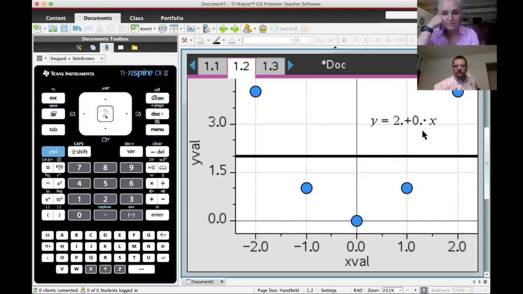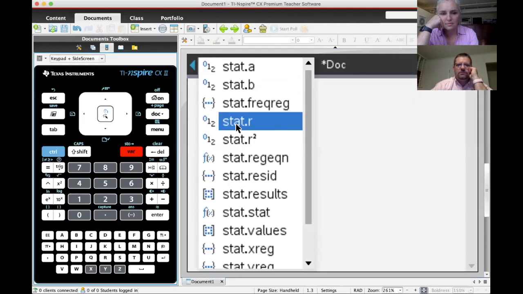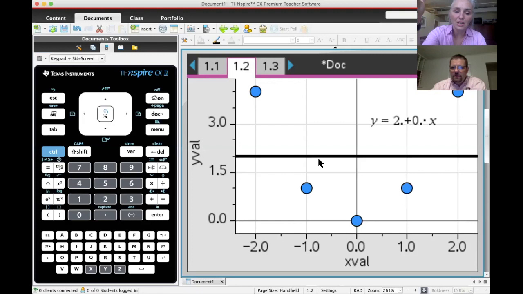Y equals 2, because that's actually 0 times x. When you run a regression on the calculator, it actually computes the R value for you. So I'm going to insert a page here so I can see the R value. It's computed under var, and I can choose R. When I choose it, it tells me that the R value is 0. So if you're not careful, what you will say is there is no association between the X and the Y values. Well, of course there is an association: it's y equals x squared. But there's no linear relation between X and Y.